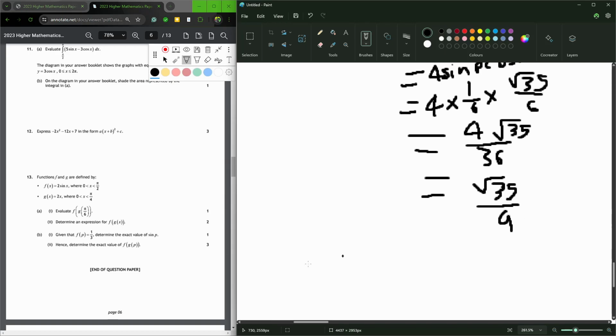And there we go. That's the entirety of the 2023 Higher Mathematics Paper 1. And I'll be doing Paper 2 eventually when I get around to it.